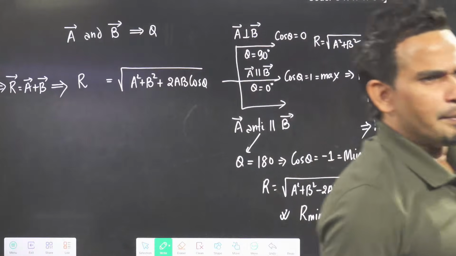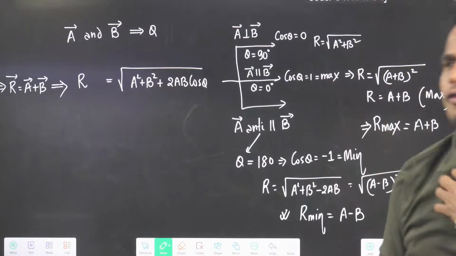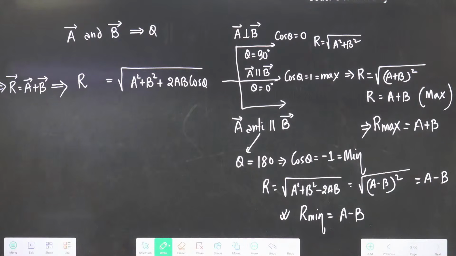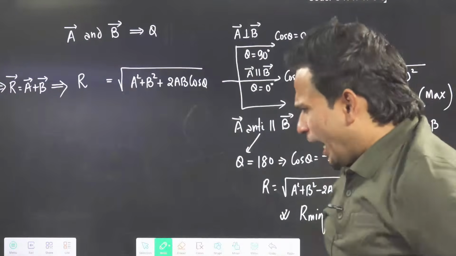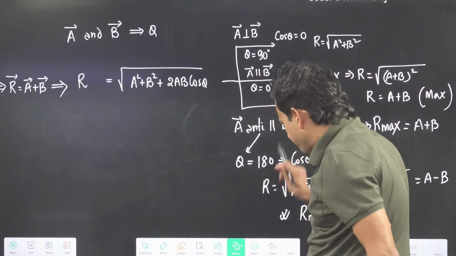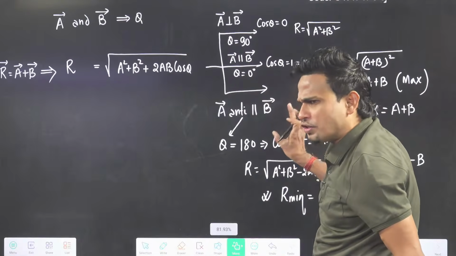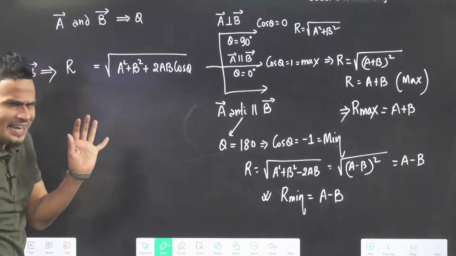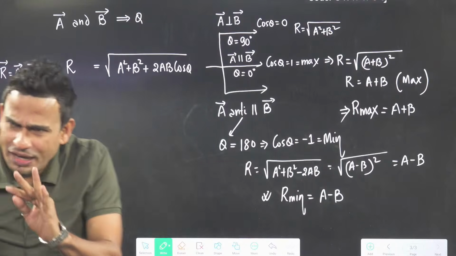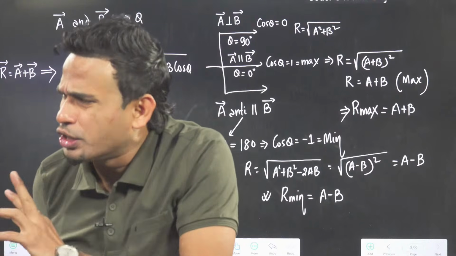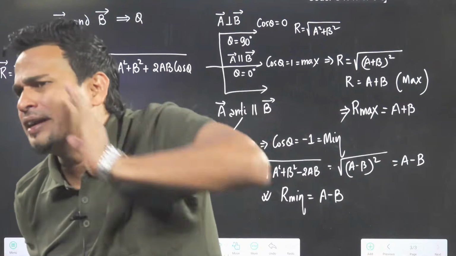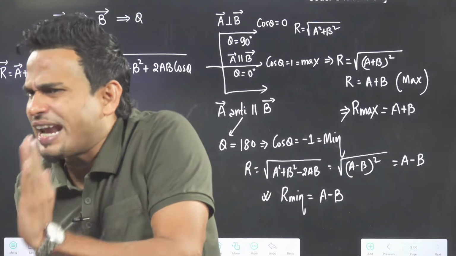Minimum possible magnitude of resultant of addition of two vectors will be a minus b. I have also told you one more thing, which is used in some of the numericals. Your resultant will always lie in a range. If I give you one force of 2 Newton and one force of 5 Newton, it's not like the resultant can become 100 Newton. No, the resultant always has a range.